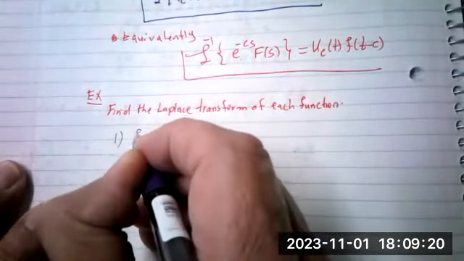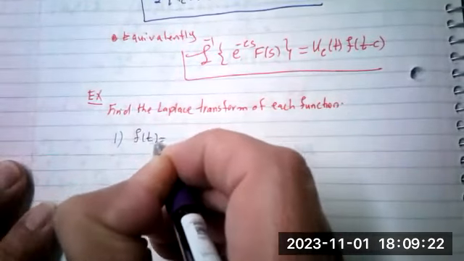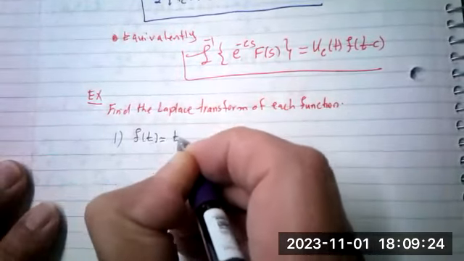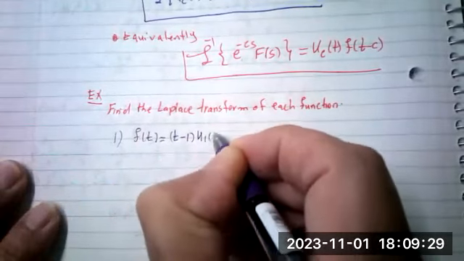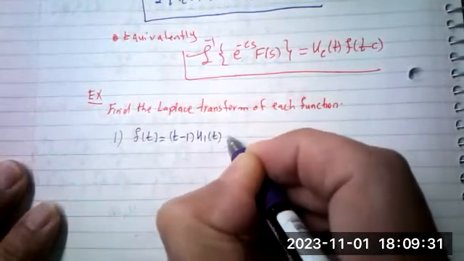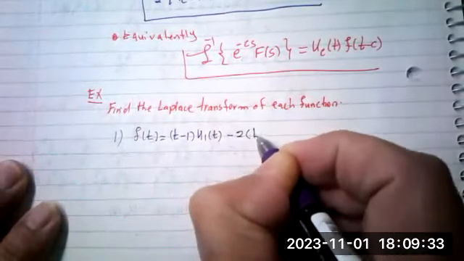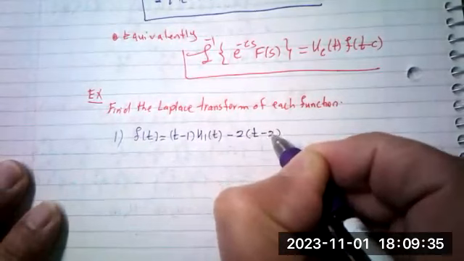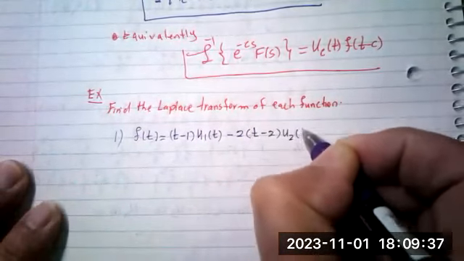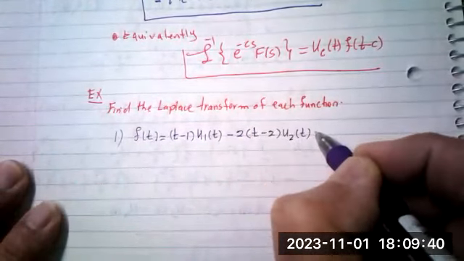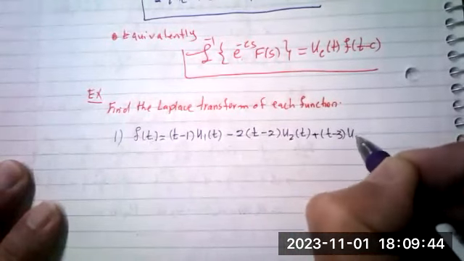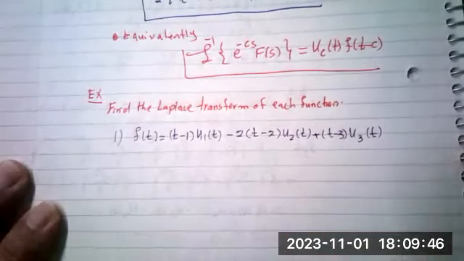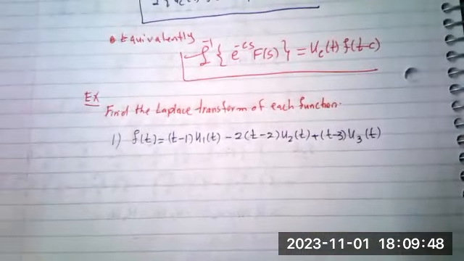the function is this one: f of t equal to (t minus 1) u_1(t), minus 2 times (t minus 2) u_2(t), plus (t minus 3) u_3(t). You see, this is the function that you want to find the Laplace transform of.